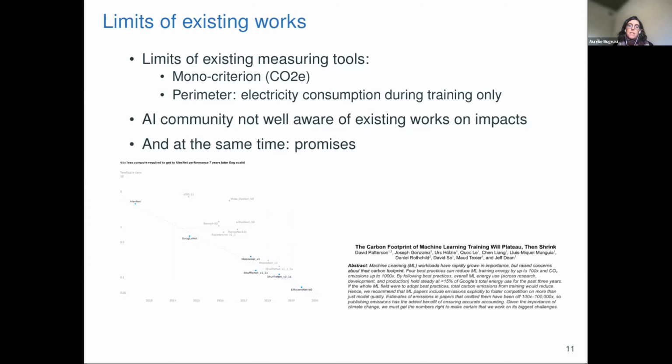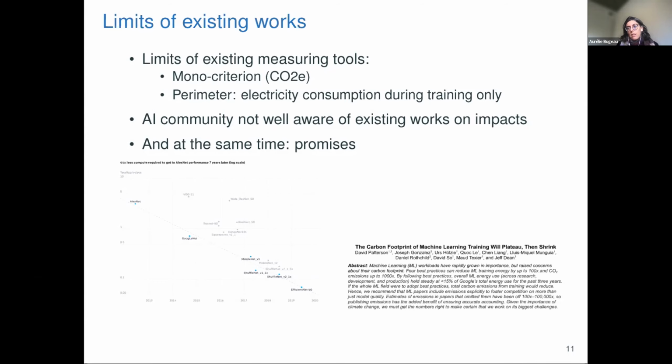But at the same time, this community makes a lot of promises regarding AI and its impacts. For instance, some work says that, like Koomey's law, the number of computations per joule of energy will double every 18 months. So it's okay, we'll improve our models so much that today's energy use is not a big deal.